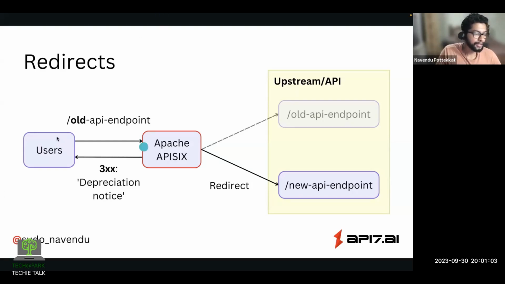So APISIX can redirect traffic. If a user still uses an old API endpoint, APISIX can send a deprecation notice and then redirect with a 300 status code to the new API endpoint. It can also map request bodies in old API format to new API formats, and do stuff like that. There are a lot of articles and documentation on the APISIX website. You can definitely check that out. But something that might feel trivial, but is quite useful in a real world scenario, is also a practical thing to do in APISIX.